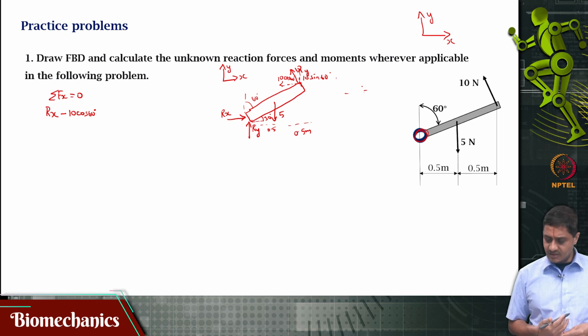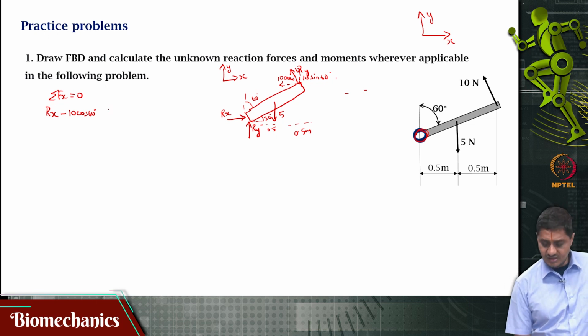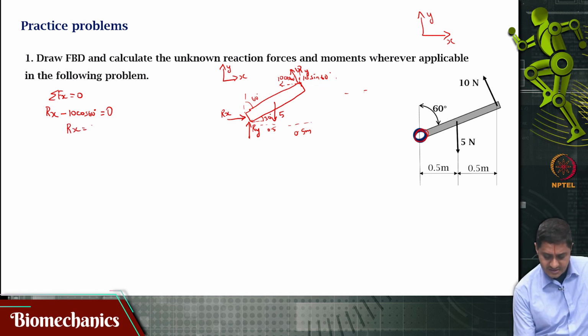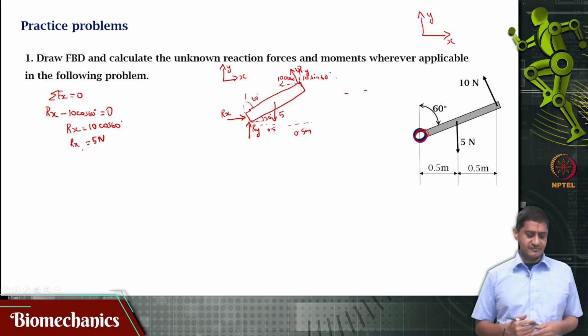Is there any other component along the x direction? The answer is no. There are only two more forces. One is Ry, the other is 5, but they both are in the y direction. This is 0. From this I can say Rx is 10 cos 60. That would be 5 newtons, is it not? Because we know from high school trigonometry cos 60 is half, 1 by 2.